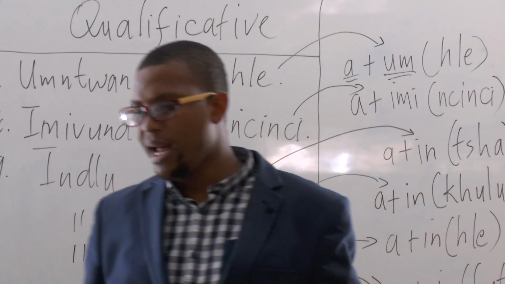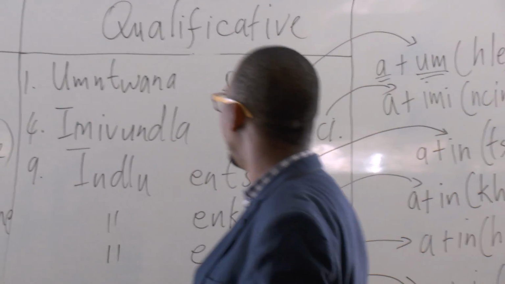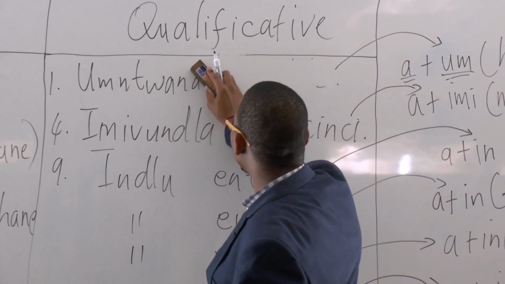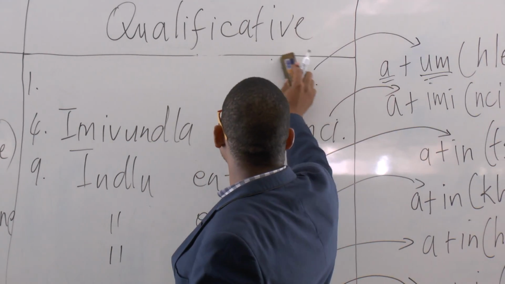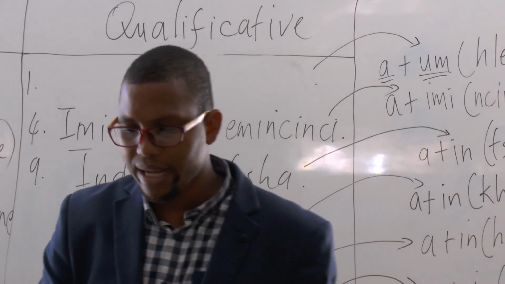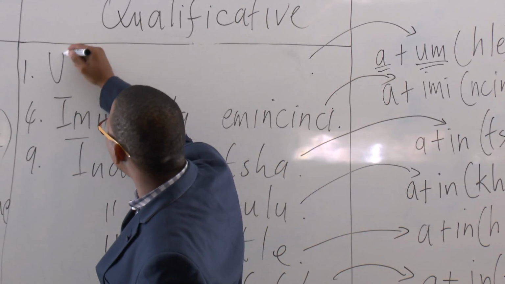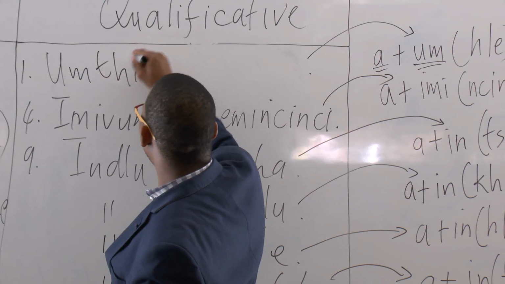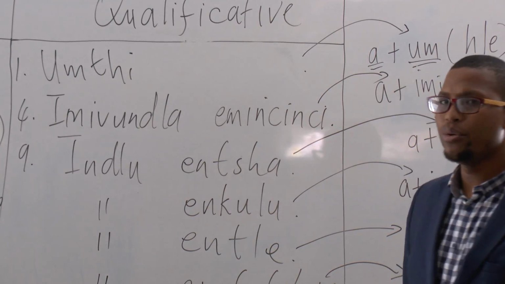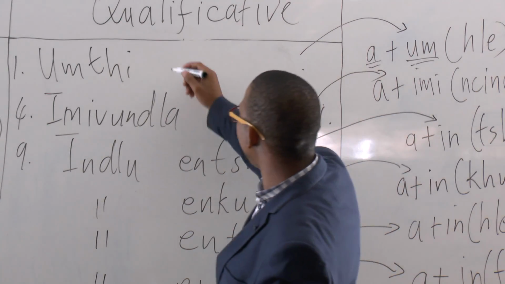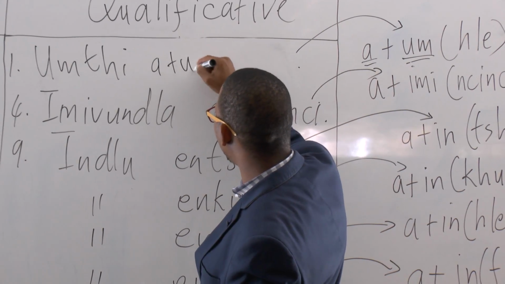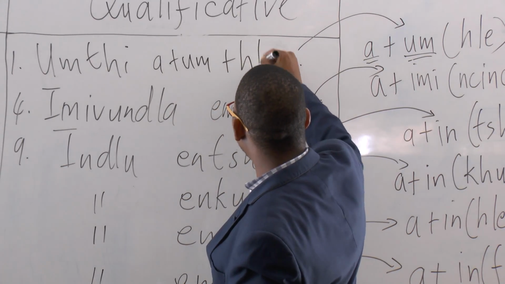The same would apply with class 3. Let's say a beautiful tree. Class 3 is also a weak noun class. In the case of class 3, we get umti. Then we want to say a beautiful tree. You've got affirmative A plus the prefix plus hle.